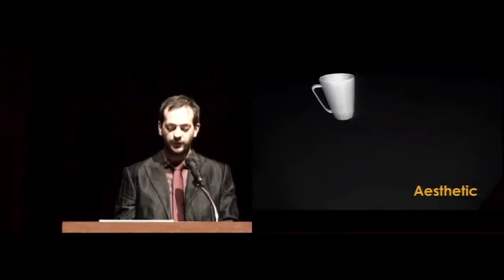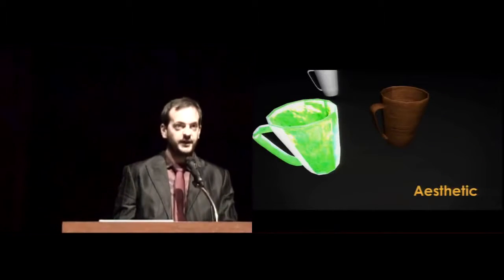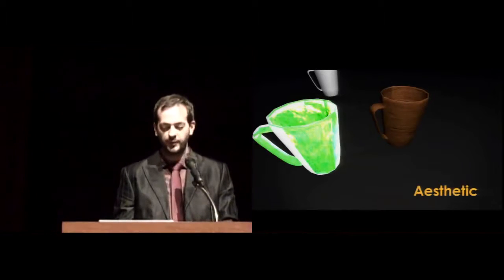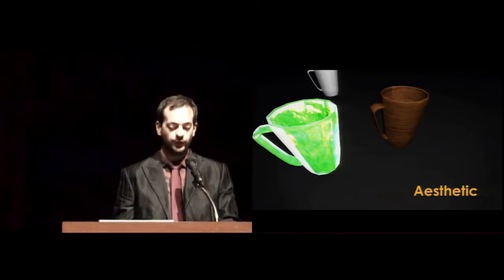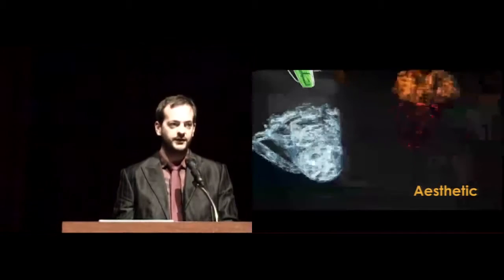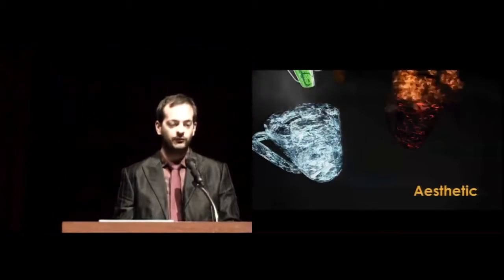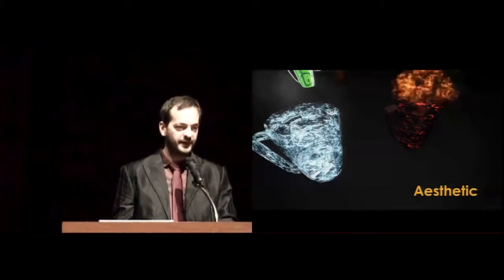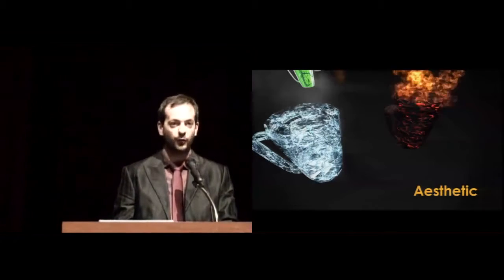And then we exemplified the aesthetic kind of substitution, where we created two mugs, one made out of glass and one made out of wood. We also wanted to investigate the effect of a material suggesting very extreme examples of temperature. So we created one made out of ice and one made out of molten rock.